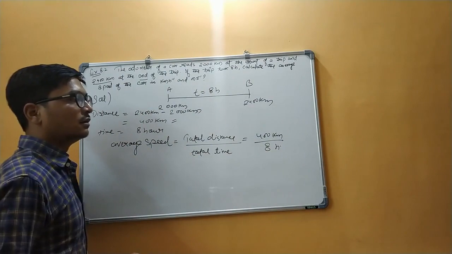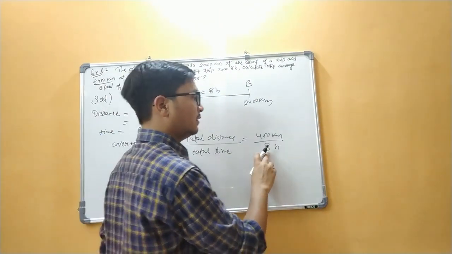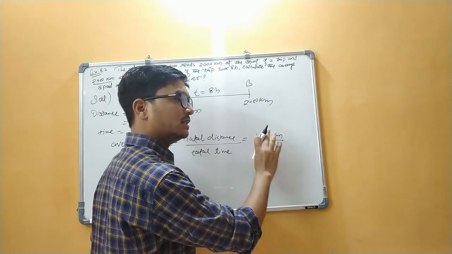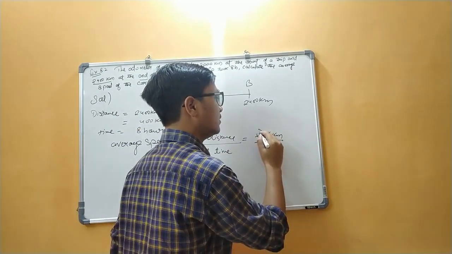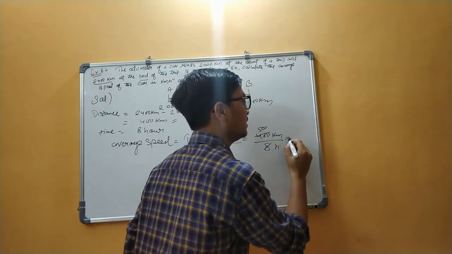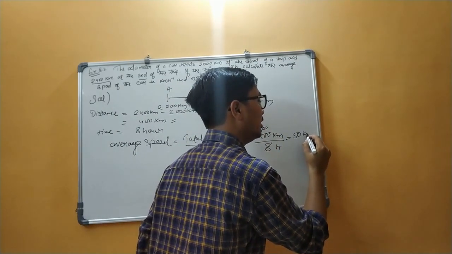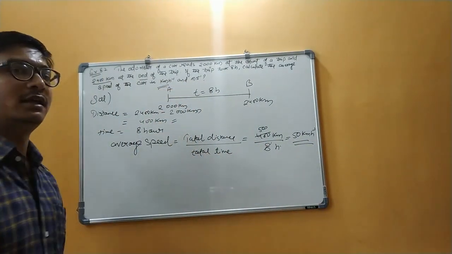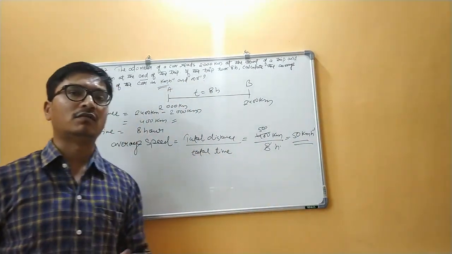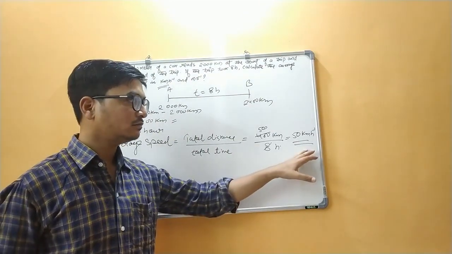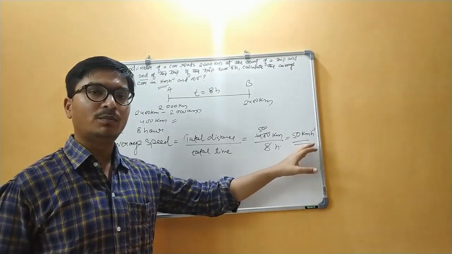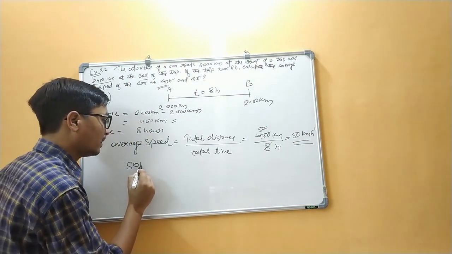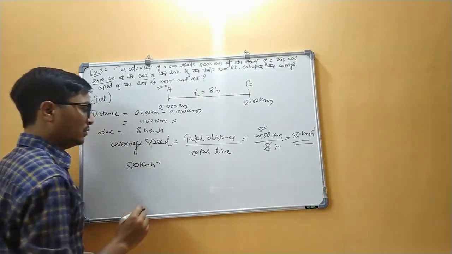Okay, 8 hours. So when you solve this, 8 fives are 40, and 0 becomes 0 only. 8 ones are 8, so 8 fifties are 400. Our answer is 50 kilometers per hour. So our answer comes in kilometers per hour. If I have to solve this in meters per second, I have to convert this kilometer per hour.